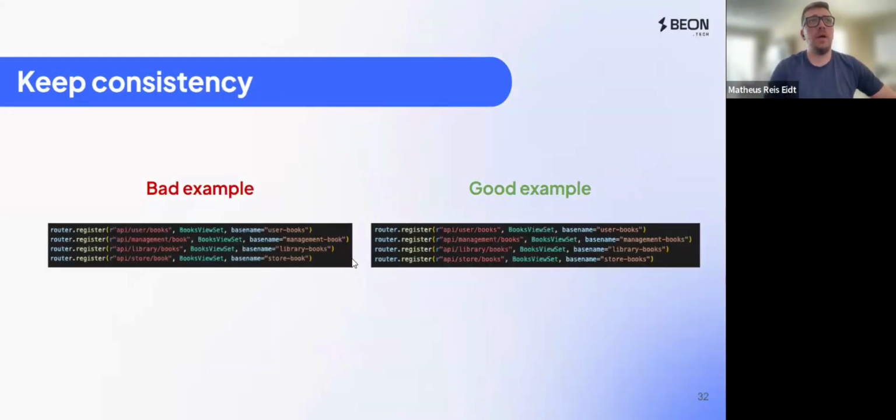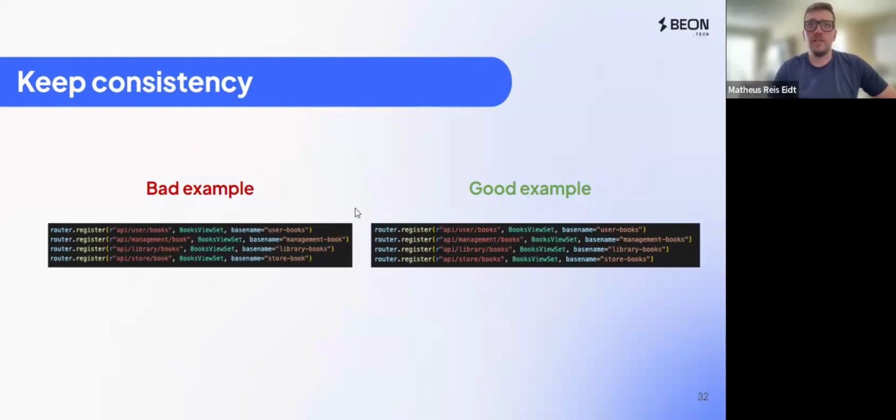Next thing I want to talk to you about is keeping your endpoints consistent. For example, on the left side, we have 4 different endpoints for the book resource. One is for user, another one for management, another for library, and one for store. And you can see that we have 4 different ways to identify the book resource. We have books or book. A good way to create your API endpoints is to keep these resource identifications consistent over all your endpoints.